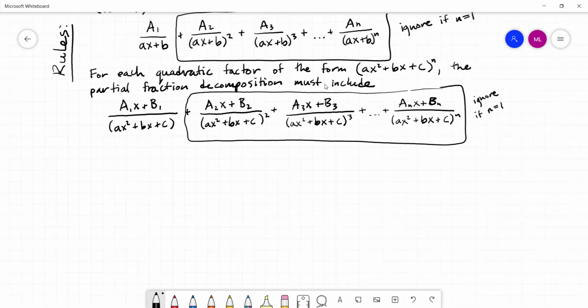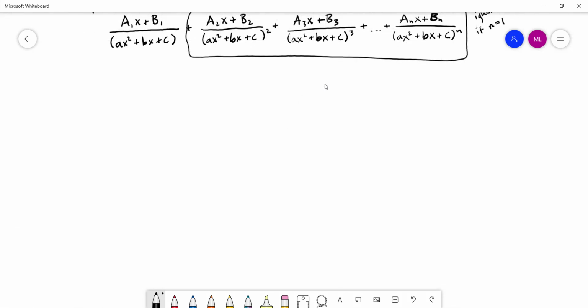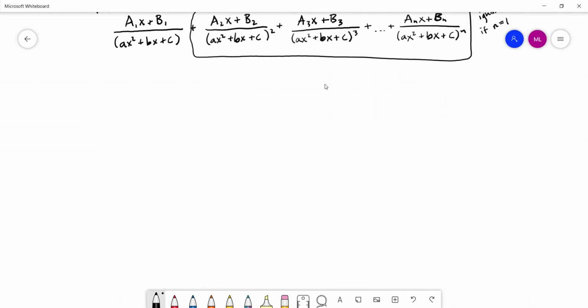Okay, so let me just do an example. Let's stop talking about it and actually do it. Okay, so let's say I want the integral of 1 over 4x squared minus 1 dx.